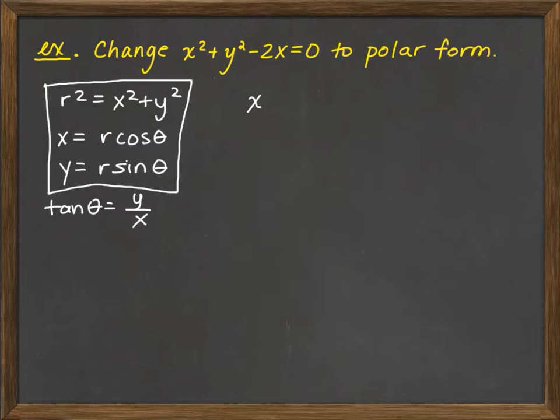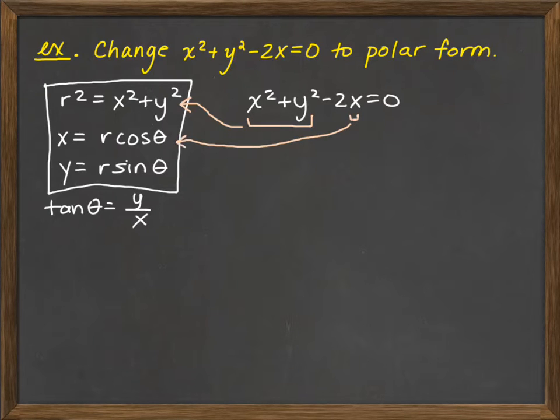If we rewrite this, we've got x squared plus y squared minus 2x equals 0. Look at what we have. We have x squared plus y squared, and we have an x right here. We can provide substitutions from both of these relationships we stated. We can substitute an r squared for x squared plus y squared, and we can substitute an r cosine theta for x. So this is going to be rewritten as r squared minus 2 times r cosine theta equals 0. If I write this without parentheses, I'll get r squared minus 2r cosine theta equals 0.